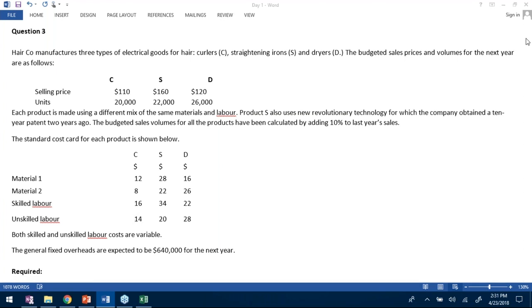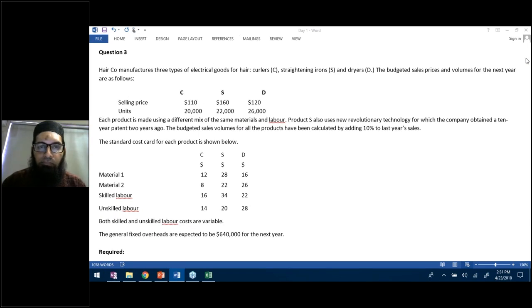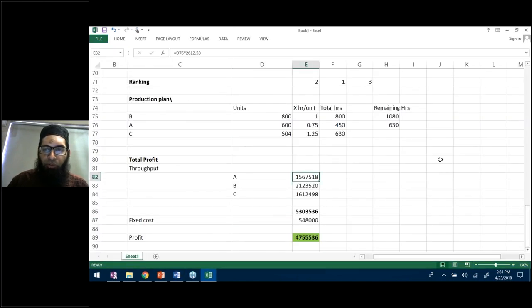So have you all read the information? Before coming to the answer of the third question, there are a couple of questions that have been asked by the students. So let me answer them first. The first question is about the throughput accounting ratio. It is not clear what the throughput accounting ratio is.